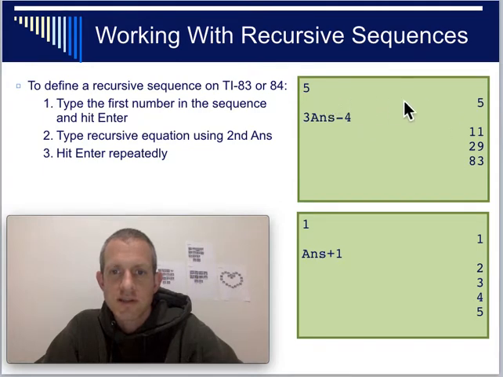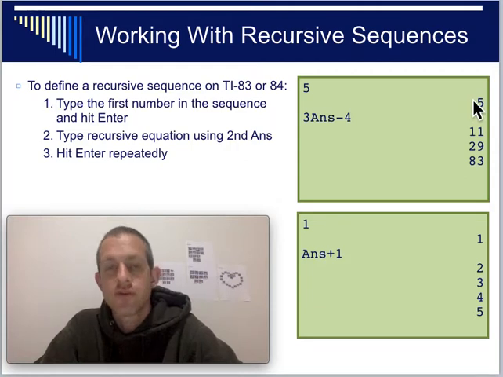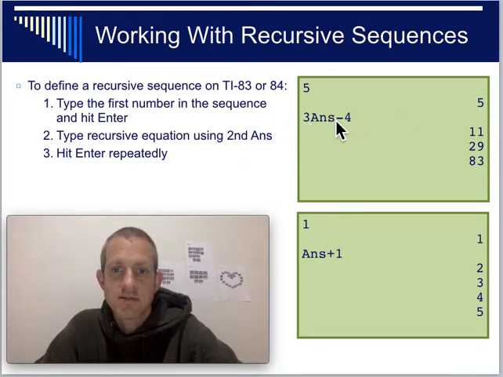Here's one that's a little bit more interesting, I suppose. You can start by hitting 5 and enter. And then if you wanted to triple this number and subtract 4 from it each time, you could type 3 times second answer -4. So let's see if these numbers are right. 5 tripled is 15, -4 gives us 11. 11 tripled is 33, -4 gives us 29, and so on and so on. So that's one way to work with recursive sequences.